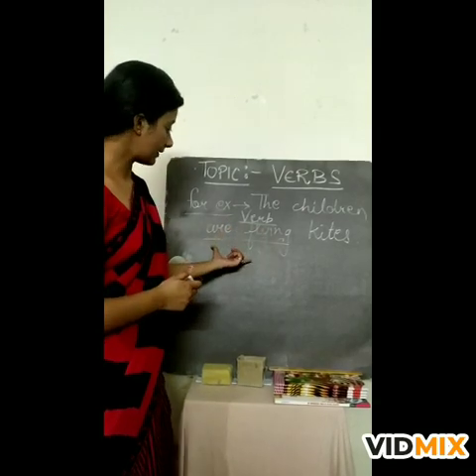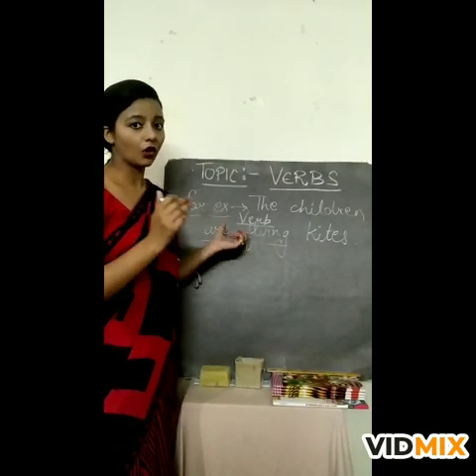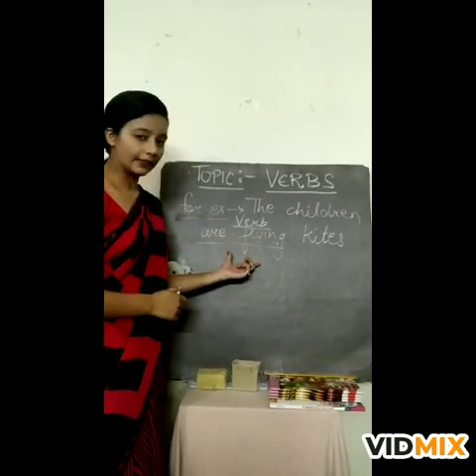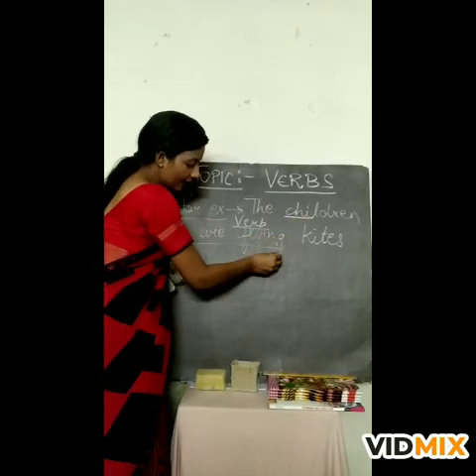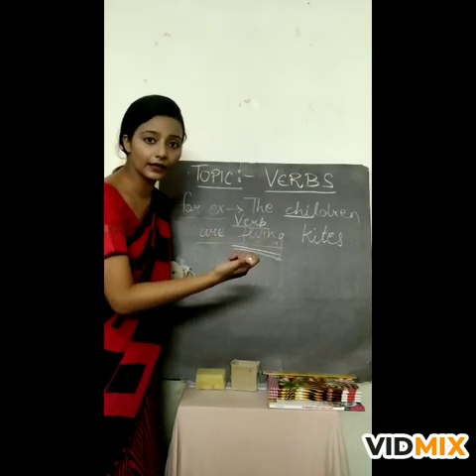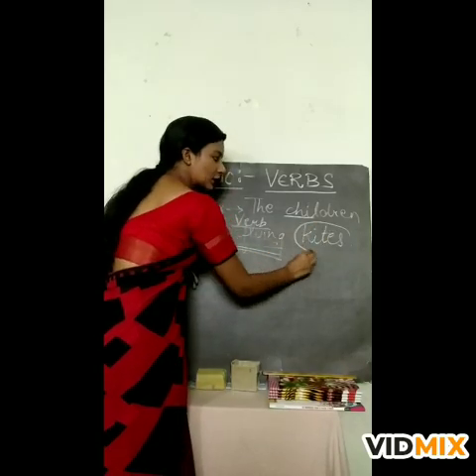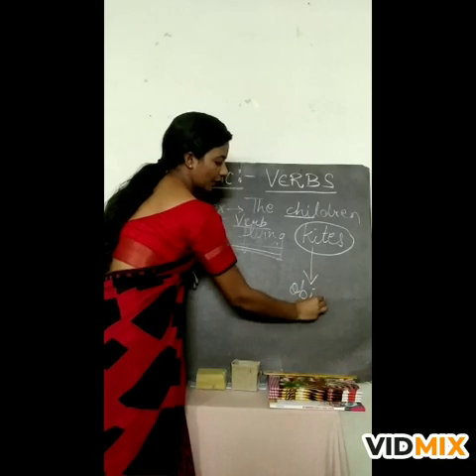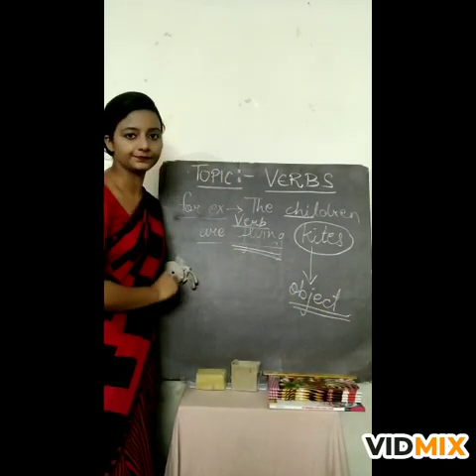Now, just take this example for understanding object much better. For example, the children are flying kites. What are these children flying? Yes, students, they all are flying kites. So this will be the object of the verb. This will be the object. Okay, students?